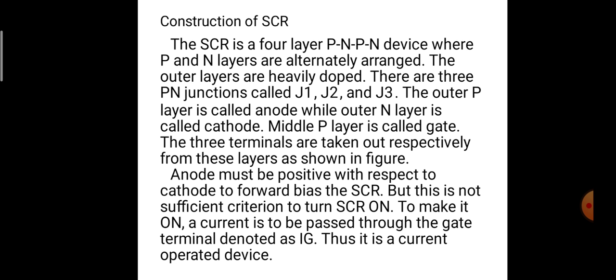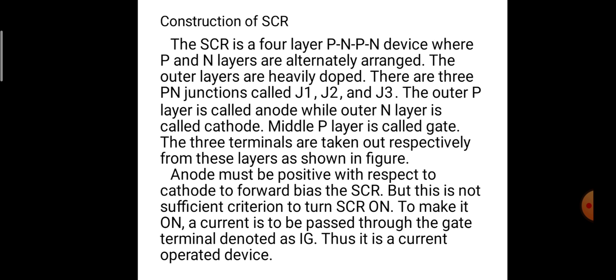Now we are discussing the construction of SCR. The SCR is a 4-layer PNPN device where P and N layers are alternately arranged. The outer layers are heavily doped. There are 3 PN junctions called J1, J2 and J3. The outer P layer is called anode while the outer N layer is called cathode. The middle P layer is called gate. The 3 terminals are taken out respectively from these layers as shown in figure.